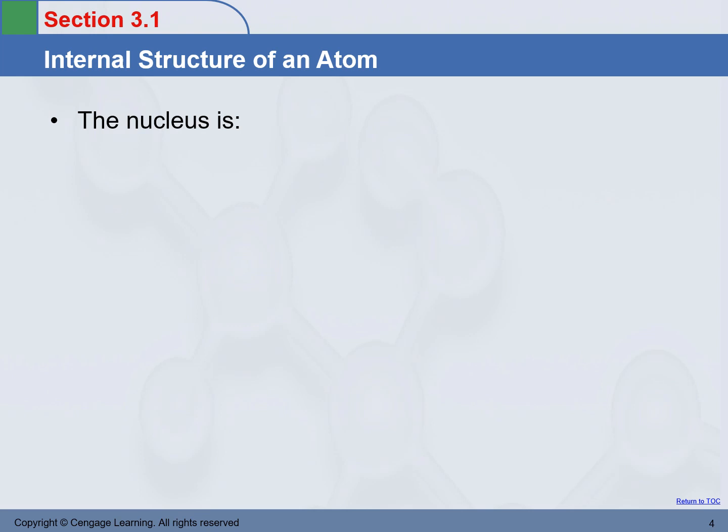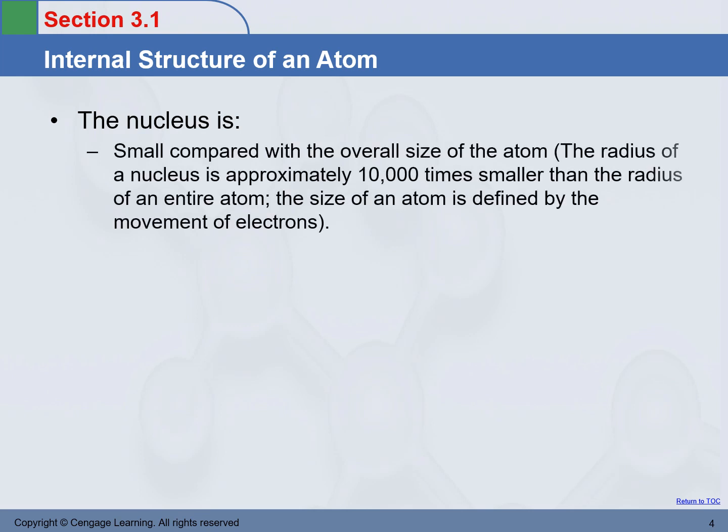Now let's talk about the nucleus. The nucleus is small compared with the overall size of the atom. The radius of a nucleus is about 10,000 times smaller than the radius of an atom. The size of atoms is defined by the movement of electrons. So this statement tells us the nucleus is at the center of an atom. It is very small. Electrons are on the outside, they're moving, and they create the size of an atom.